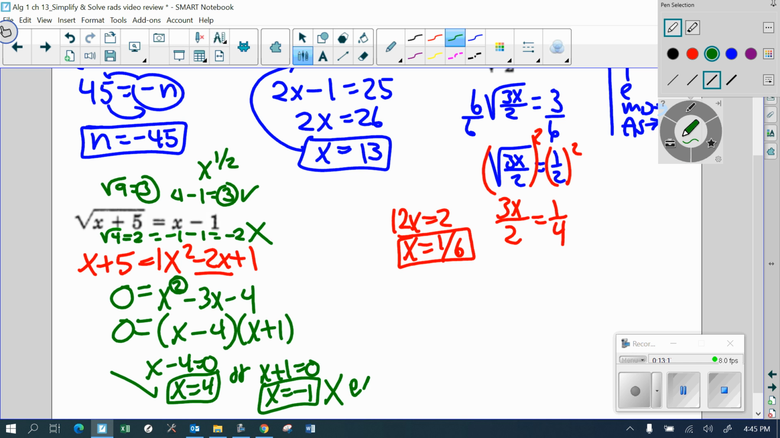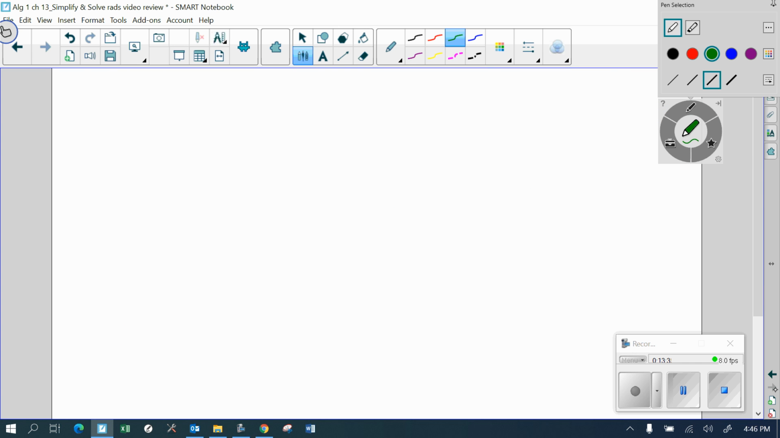That's the extraneous solution. Extraneous, you see the key first 5 letters is extra. So that's what it means. Extraneous means an extra solution. Don't forget that because you'll hear that in Algebra 2 and on up a lot. Okay. And that does it.